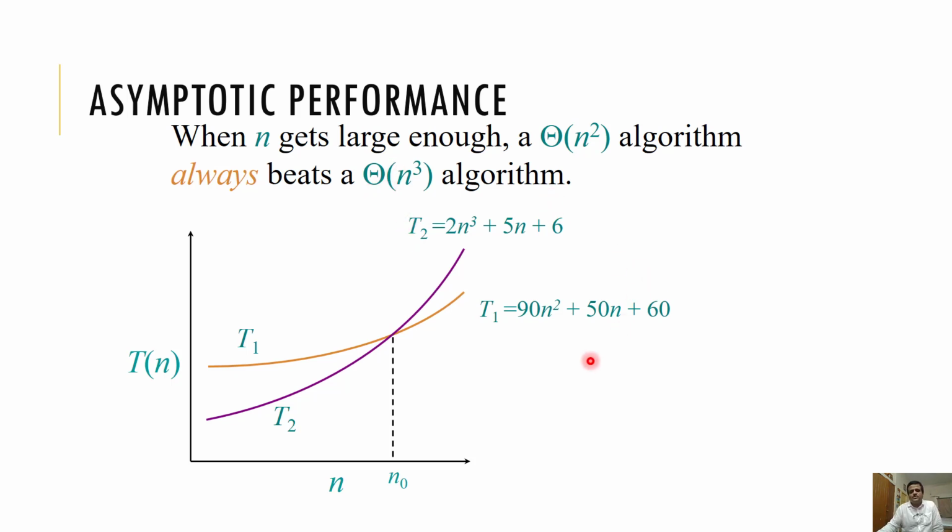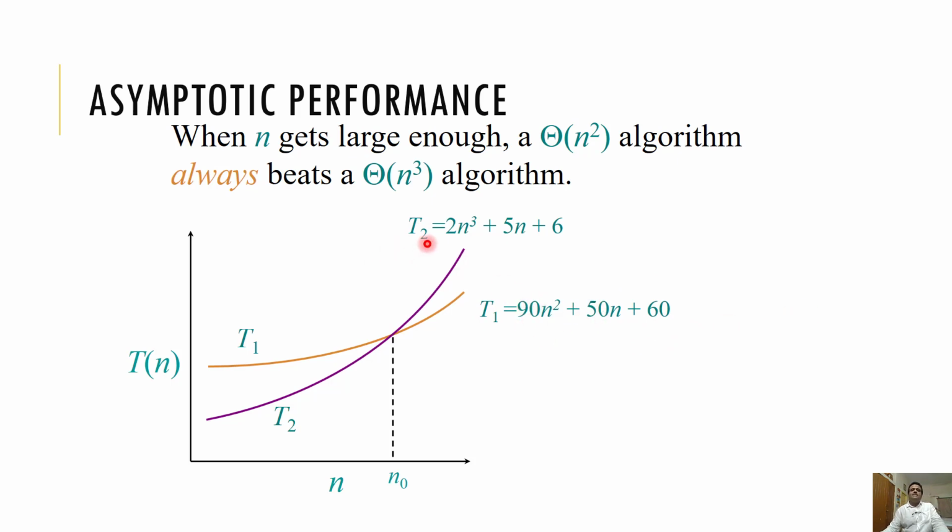For example, suppose we have two pieces of code and one code is giving this time complexity. All these terms, 90, 50, 60, are coming from machine dependent terms. That means how much time our machine takes where we are running the code, how much time the adder, multiplexer, and gates are taking. So, these terms are all machine dependent terms.